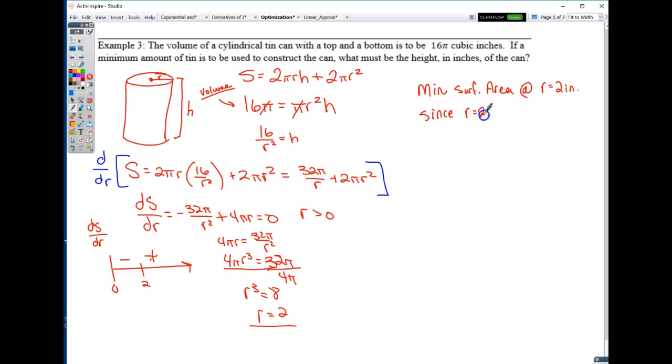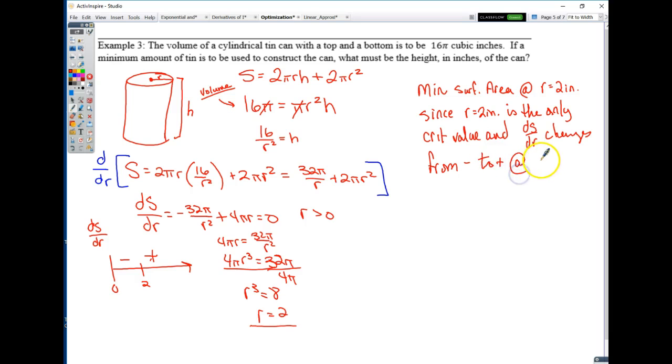Since r equals 2 inches is the critical value, and dS/dr changes from negative to positive at r equals 2 inches, cool, I've now proven that the minimum surface area exists there.